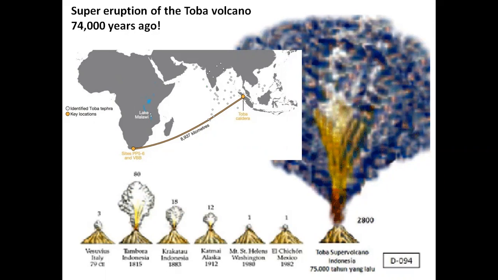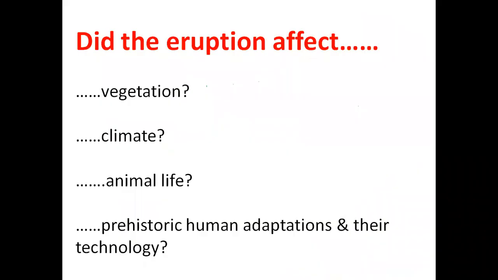So the question is, what kind of impact did it have? Did the eruption affect the vegetation? Did the eruption affect climate, animal life, and by proxy, prehistoric human adaptations and their technologies? There's a big debate right now between scientists. Some say major change occurred, some say no change occurred. Of course, the humans continued, they didn't become extinct, but behavioral changes and adaptive changes happened. So we need to find out exactly what happened. And we also have to remember that change probably occurred variably across India. Maybe more change happened in Southeast India and less change happened in Northwest India, for example.